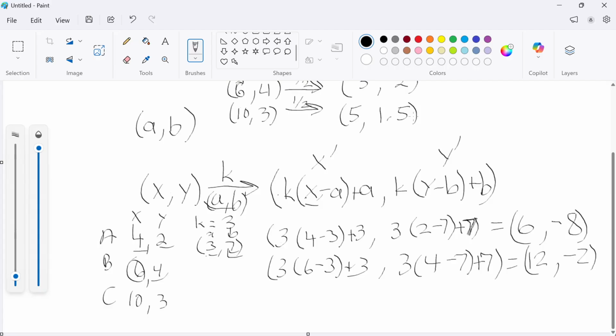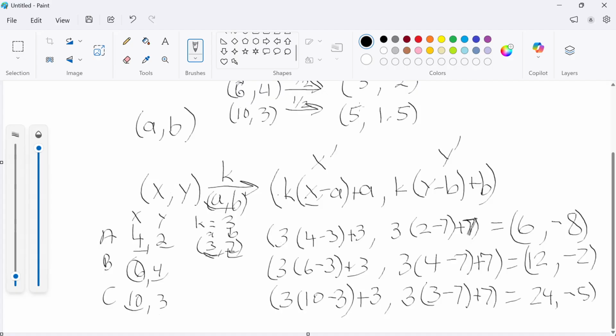And then for this one, it's going to be 3 times 10 minus 3 plus 3, comma, 3, the k factor, times 3 minus the b, minus 7, plus 7. And so that point's going to be 10 minus 3 is 7, times 3 is 21, 22, 23, 24. My goodness. And then this one is 3 minus 7 is negative 4. 3 times negative 4 is negative 12, plus 7 is negative 5.